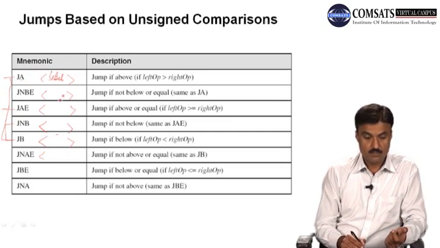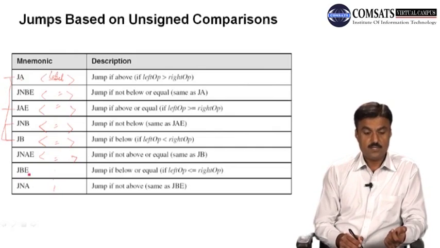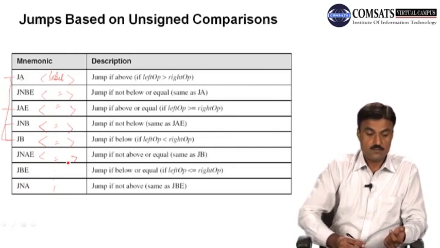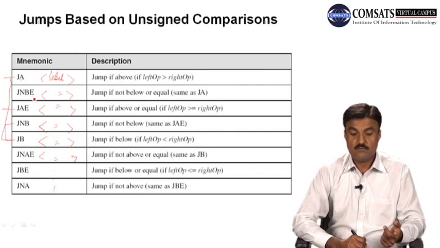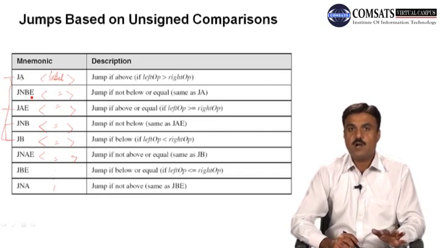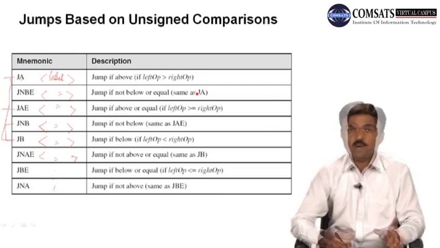So here all are the labels. This is a label, this is a label, and this is a label, and so on. These instructions will jump based on this condition. Jump A, jump when above, jump not below or equal, if the left operand and right operand are not the same. Okay, so it is similar to jump A or jump above.